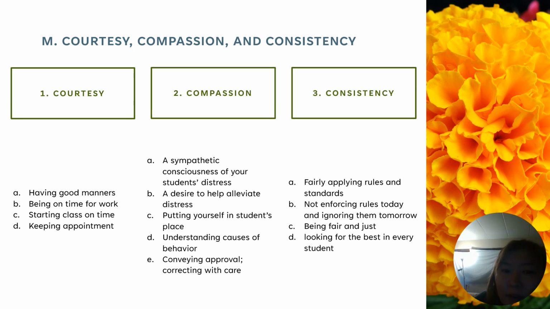Compassion is the sympathetic consciousness of your students' distress and a desire to help alleviate stress: putting yourself in students' place, understanding causes of behavior, conveying approval, and correcting with care. Consistency is fairly applying rules and standards, not enforcing rules today and ignoring them tomorrow. Being fair and just, and looking for the best in every student.